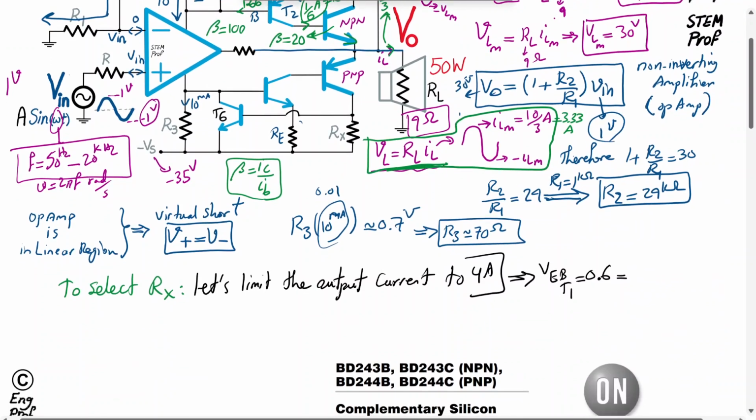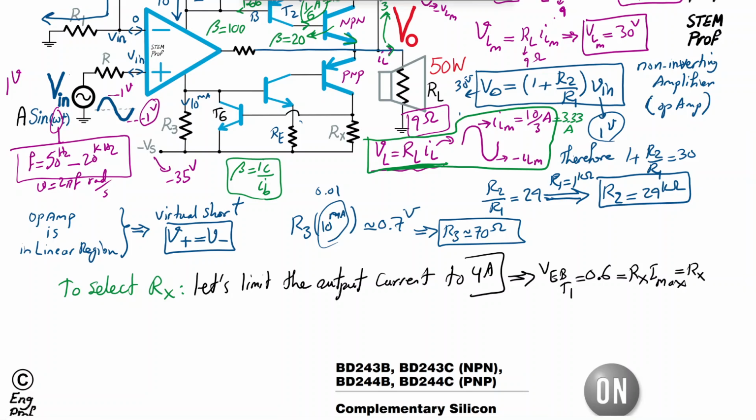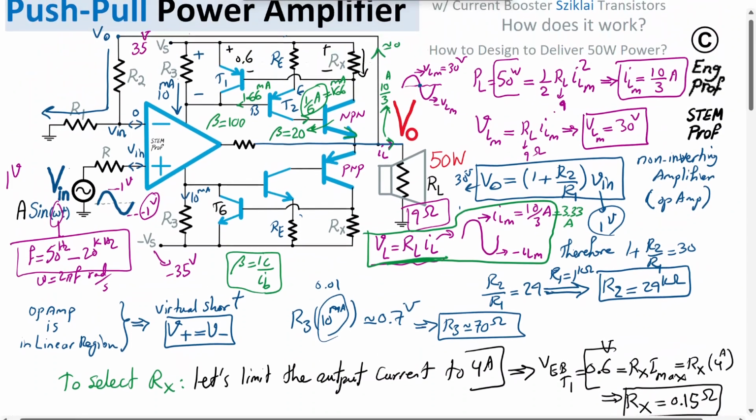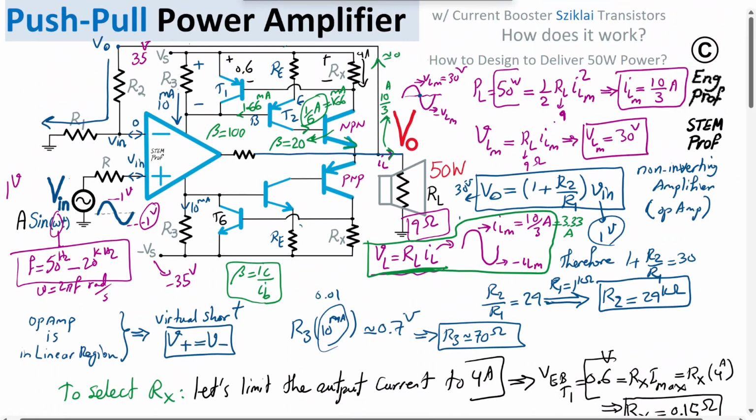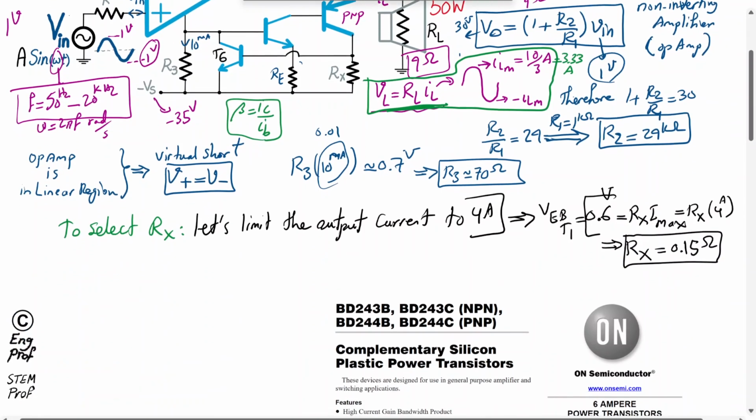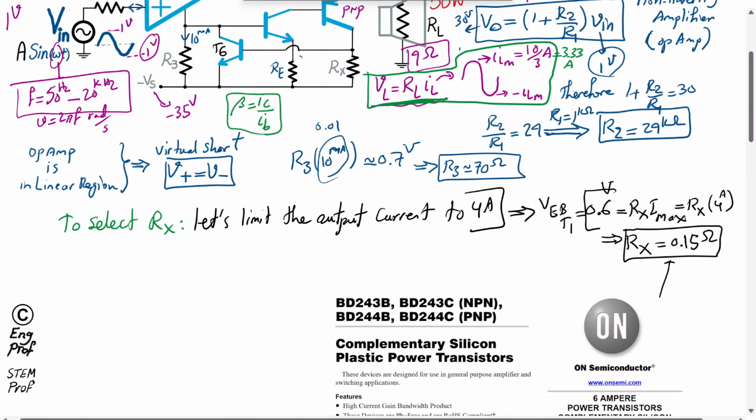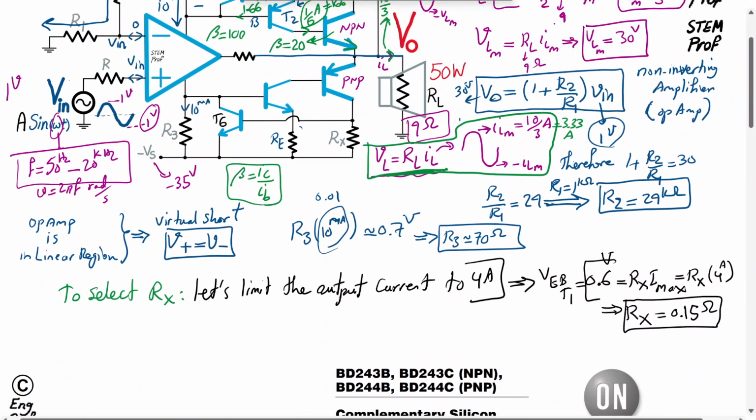So Rx times I max, and in that case this becomes Rx times 4 amp. And because of the 0.6 volt that we have here, we get that Rx needs to be 0.15 ohm. It's a power resistor because it's a sizable current of 4 amp that is passing through Rx. But we found it, basically. That's how, for example, we can set the value of Rx.